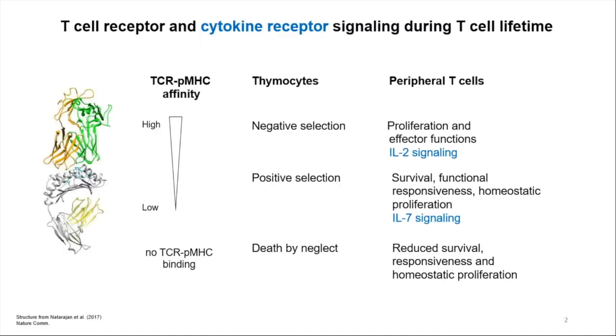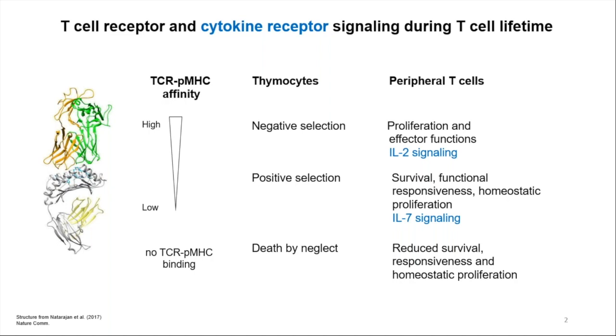So as a lab, we are interested in understanding how the TCR affinity to peptide MHC can regulate T cell development in the thymus and the peripheral T cell effector functions. So if you look at the TCR peptide MHC affinity, the high affinity interactions lead to cell death by negative selection during the thymic development, whereas in the peripheral T cells, the same high affinity induces proliferation and effector functions.